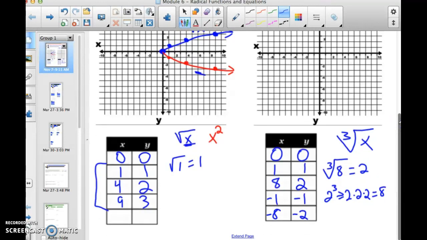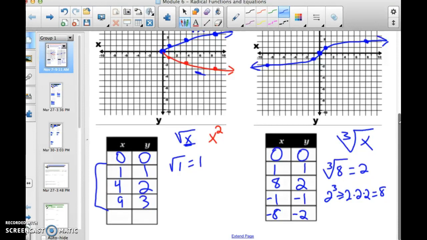So if I plot this, I go over 1, up 1, over 8, up 2. Then I go in the negative direction. Over to negative 1, down to negative 1, and over to negative 8, down to negative 2. And I'm going to connect those dots. And there you go. That's the parent function for the cube root of x.